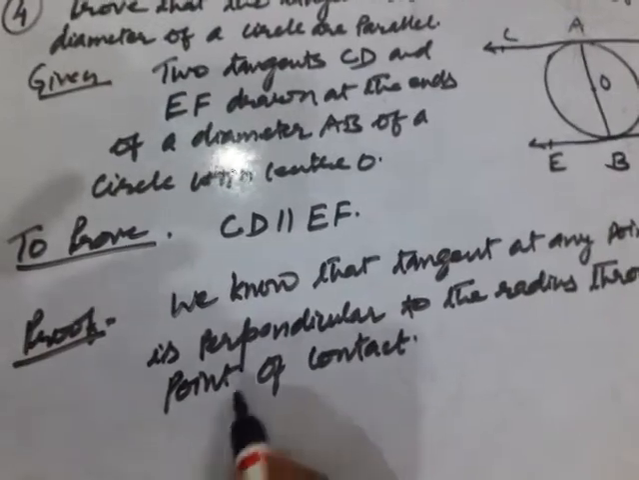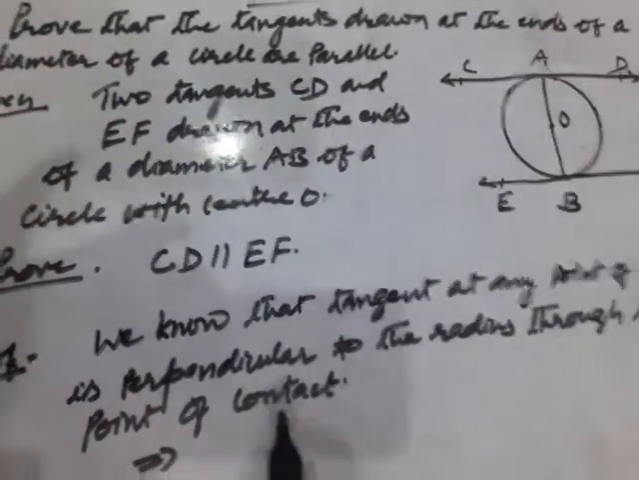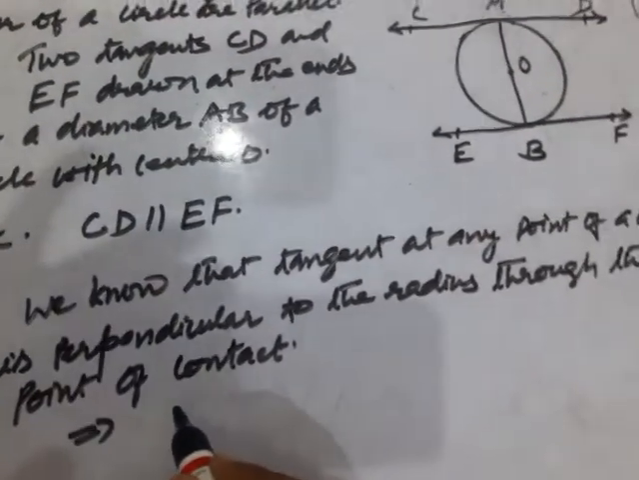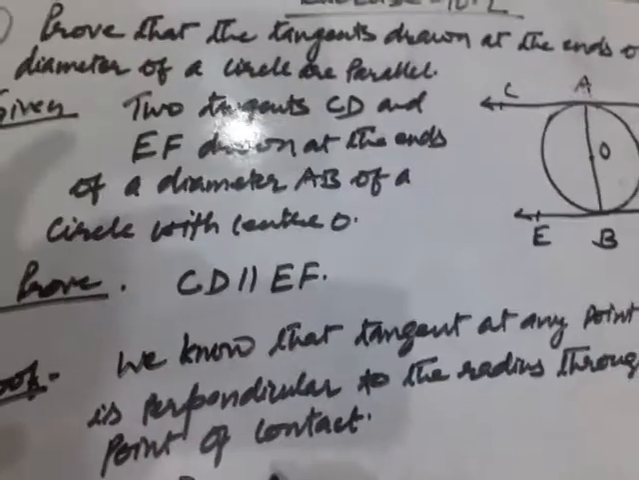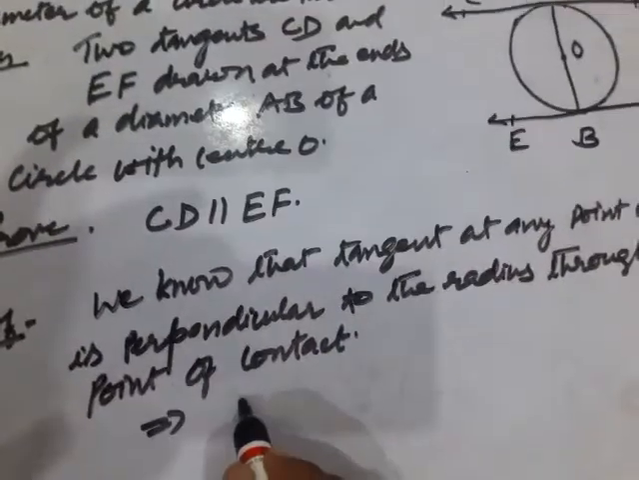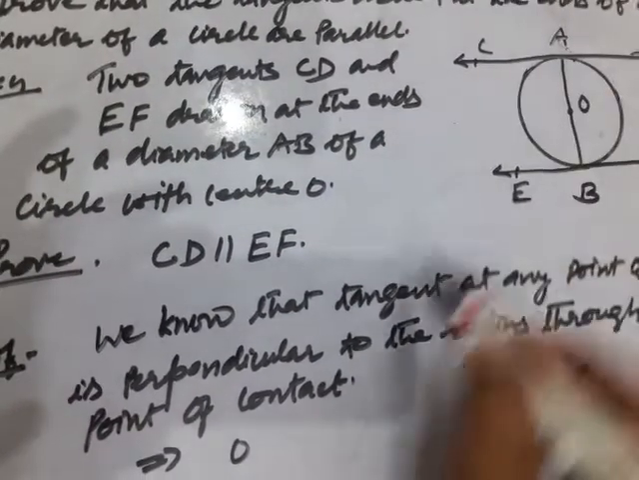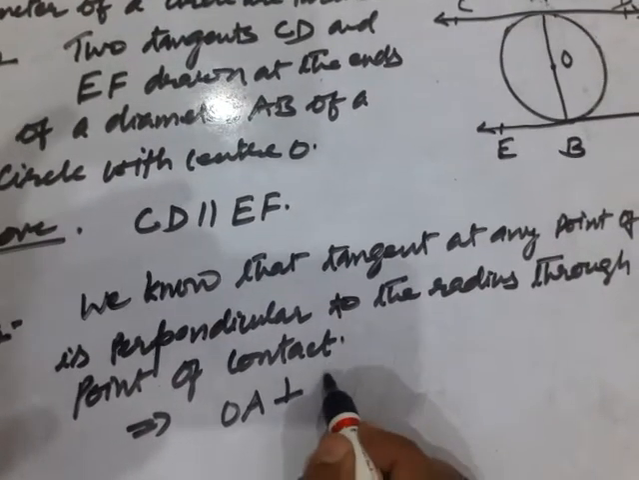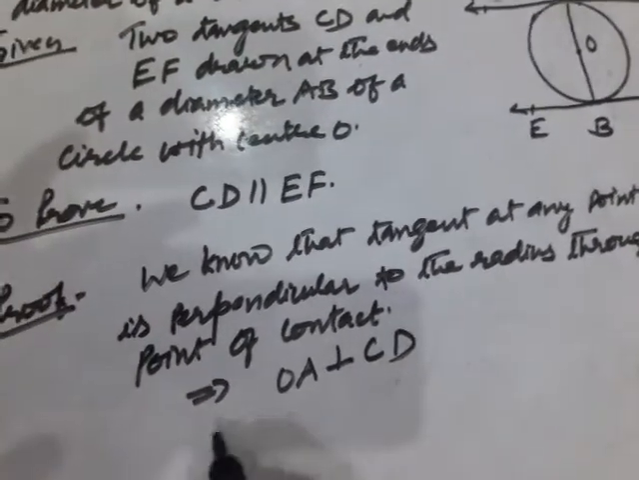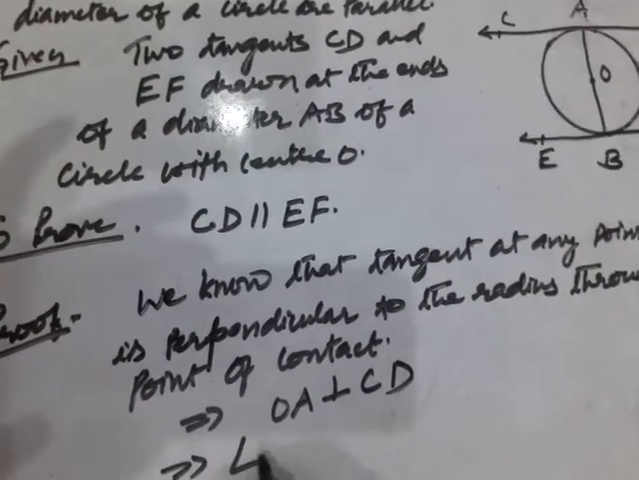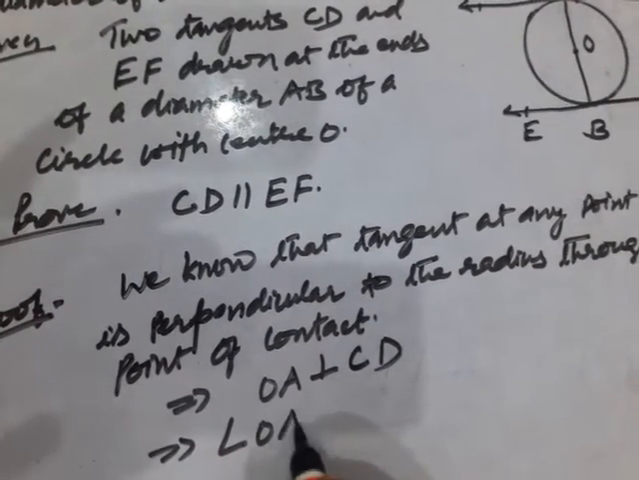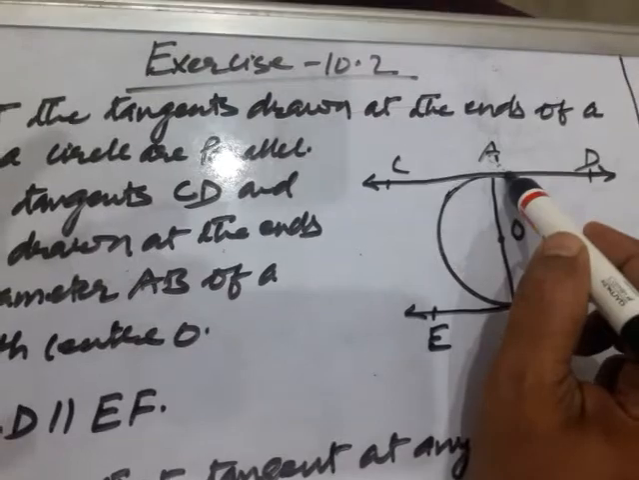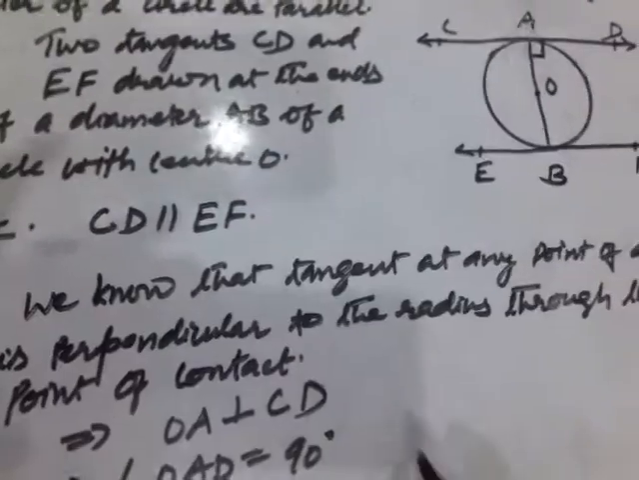Okay, children, this implies that what? This implies that OA is perpendicular to CD, as OA is the radius. This implies that angle OAD is equal to 90 degrees. Meaning this angle is equal to 90 degrees, children. Okay, right? Let it be equation number 1.